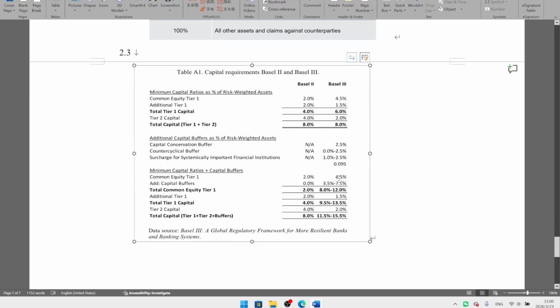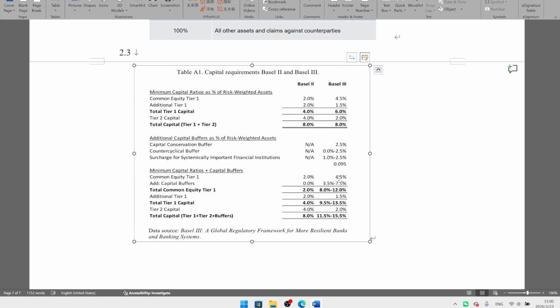We can see that the minimal capital in Basel 2, the common equity Tier 1, is 2%. The additional Tier 1 is 2%. So the total Tier 1 capital is 4%. The Tier 2 capital is 4%. So the total capital is 8%.